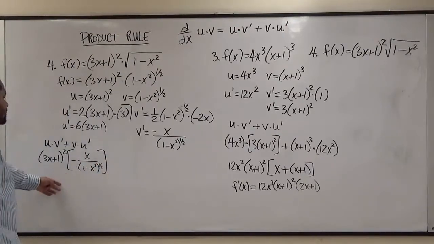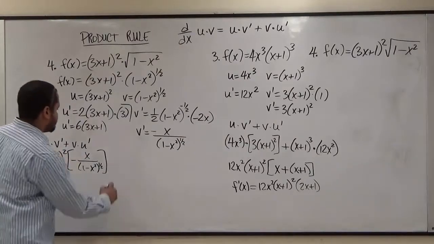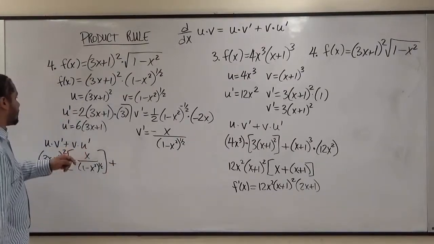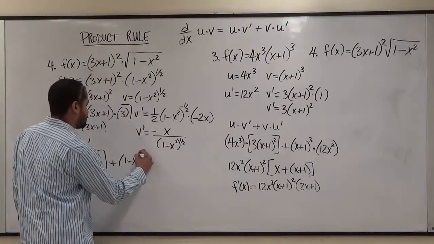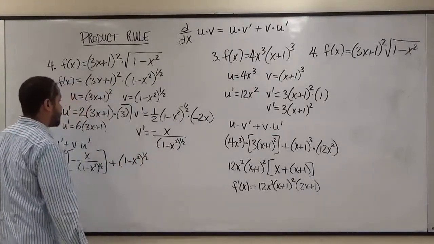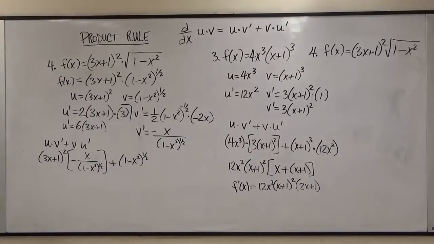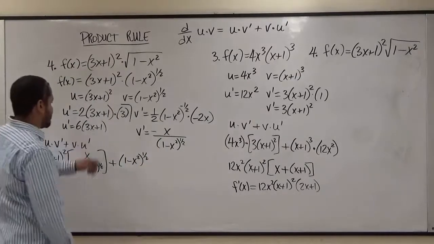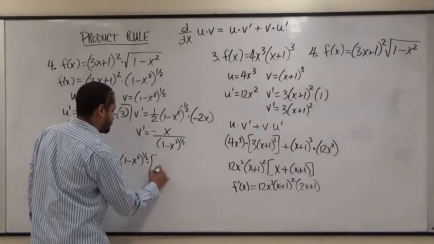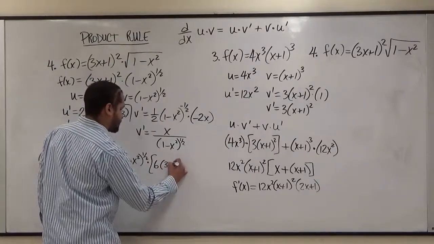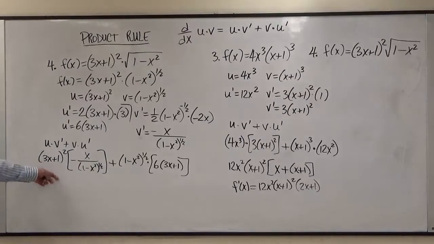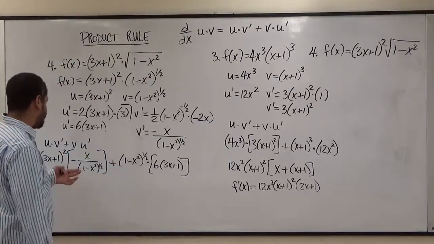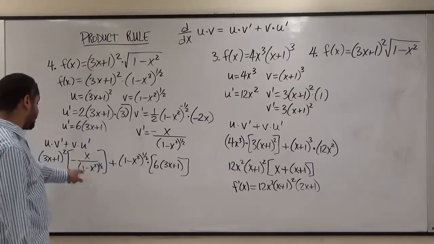And here to this, we're going to be adding the second terms. So here we have v times u prime. Our v term is (1 minus x squared) to the power 1/2. Our u prime term is going to be 6 times (3x + 1). So we have 6 times (3x + 1). Luckily, the 3x plus 1 is going to come in handy. But the bigger problem we have is that we have a fraction on this side.